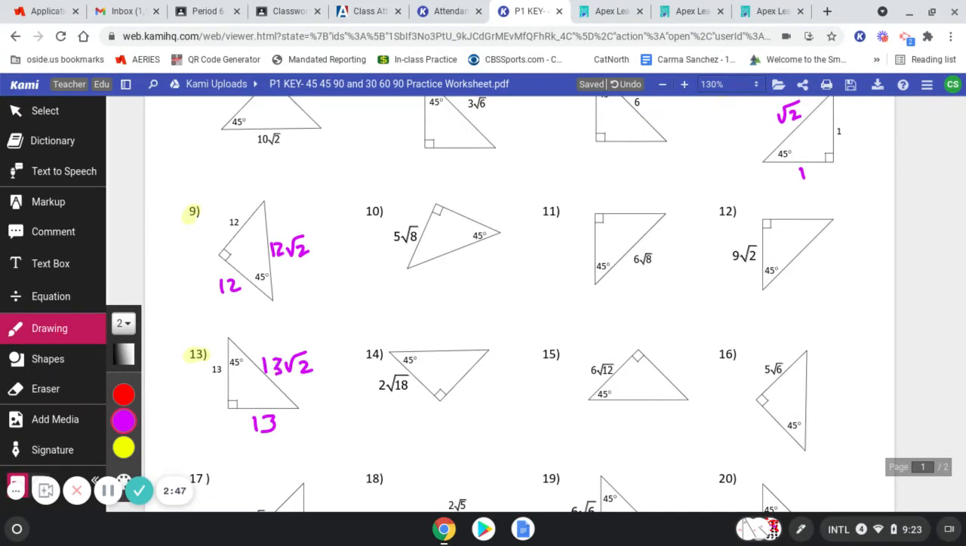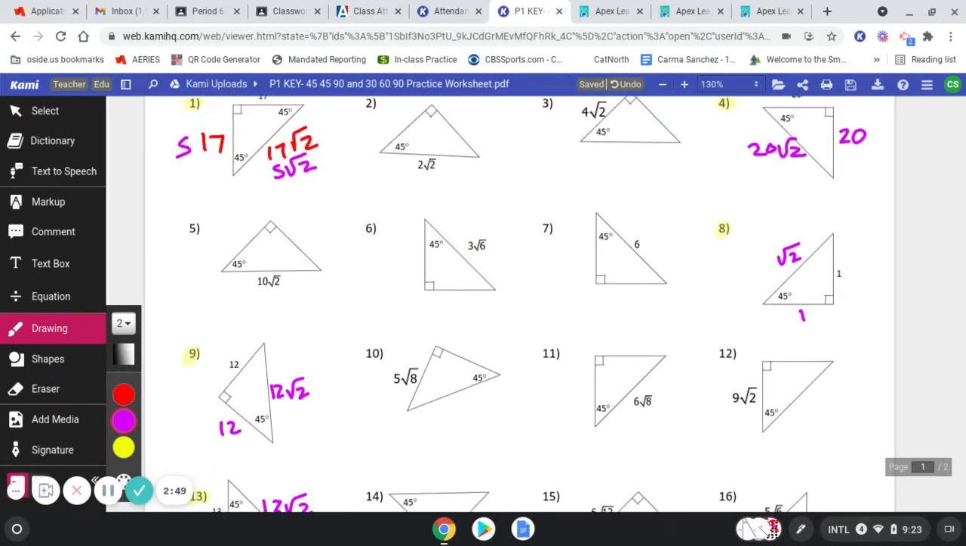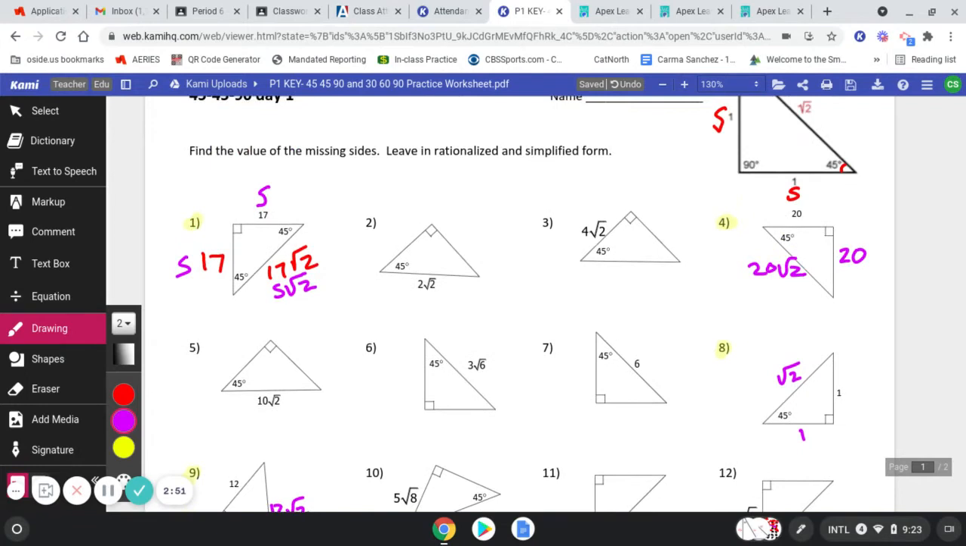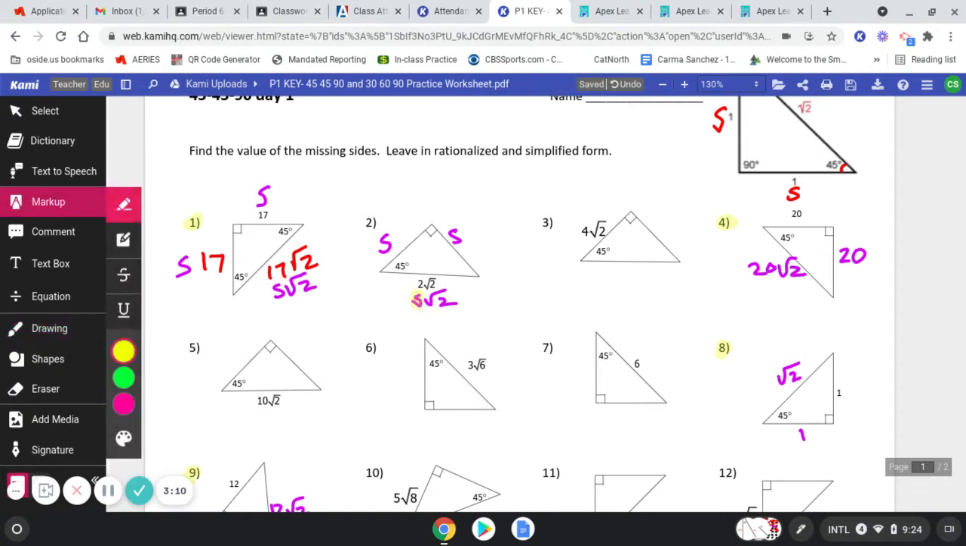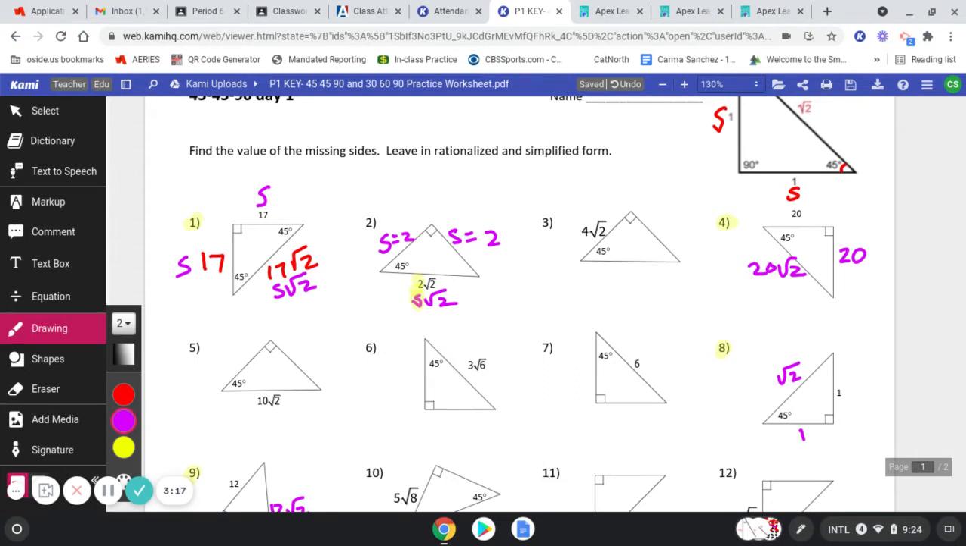So what happens on the other ones? What happens when they get weird? So let's look at number 2. And number 2 is similar to number 1, except that it's going backwards. They gave me the hypotenuse, and now I need to work backwards for the side lengths. So if my relationship is that this is equal to the side length, and this is equal to the side length, and this is equal to the side length root 2. Do you see that my side length is actually just 2? So here it is, 2.